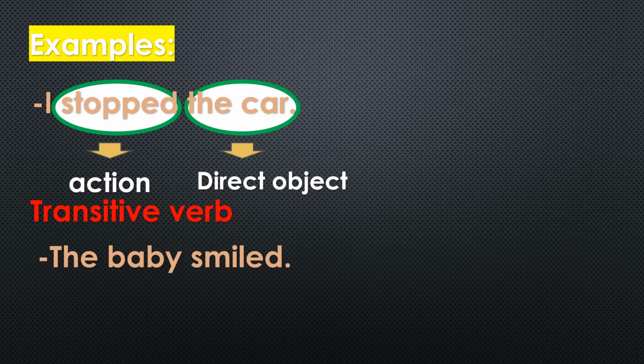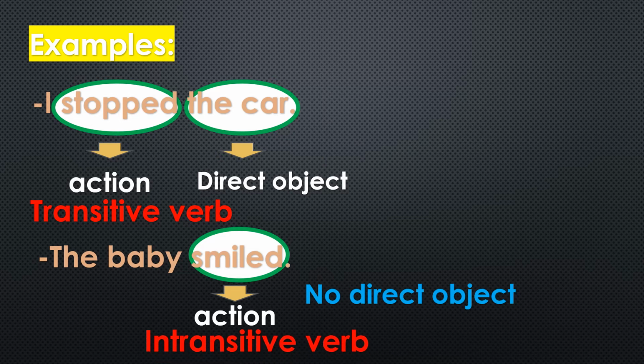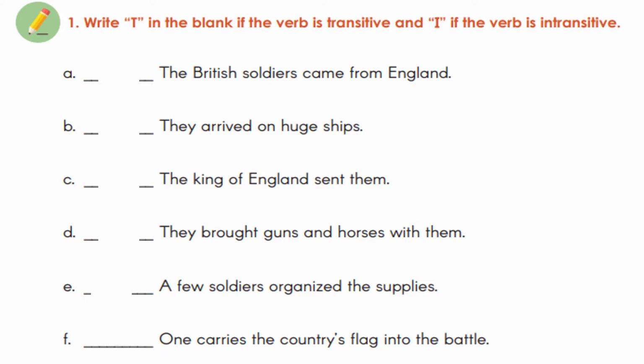Another example, the baby smiled. So the baby is the subject, smiled is the action verb. So can you see an object here? So no direct object. So this is transitive or intransitive? Excellent, intransitive verb. Okay, let's move to the exercise. Write T in the blank if the verb is transitive and I if the verb is intransitive.